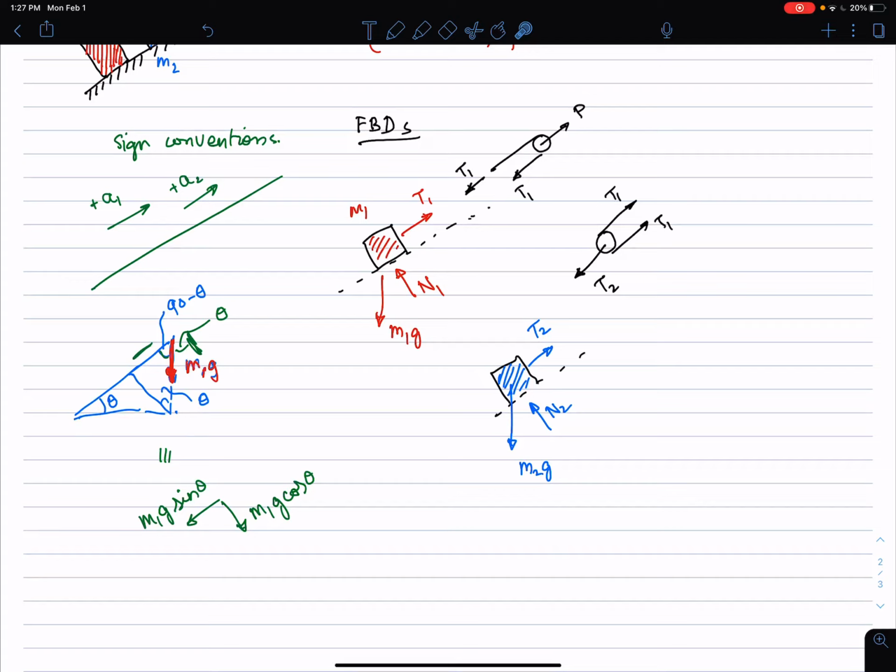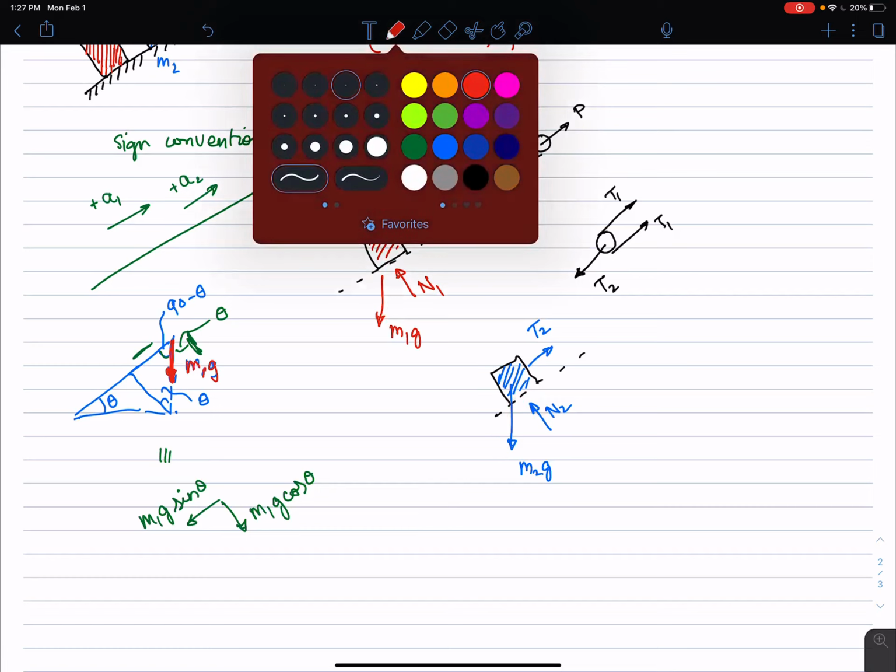Of course, you can do this trigonometric decomposition if you want, but this is perhaps easier to remember. Okay, so we can do this for both this guy and this guy. So let me actually redraw this picture.